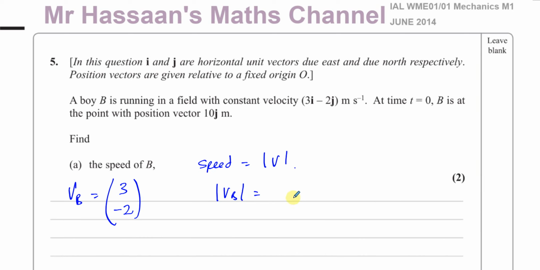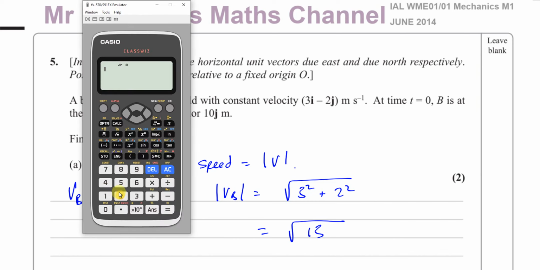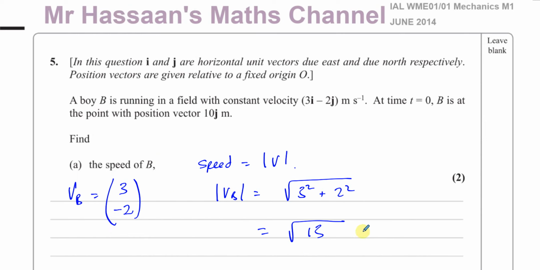That will give us the speed of B, which is going to be the square root of 3 squared plus 2 squared. We don't have to worry about the minus sign, it's going to get squared anyway. That gives us the square root of 9 plus 4, which is 13. We could leave our answer like that, but it's better to write it to 3SF because it's not an exact answer. The square root of 13 gives us 3.60555. Of course, we should give our answers to 3SF, so it's 3.61 meters per second. So there's the answer to part A, the speed of B.